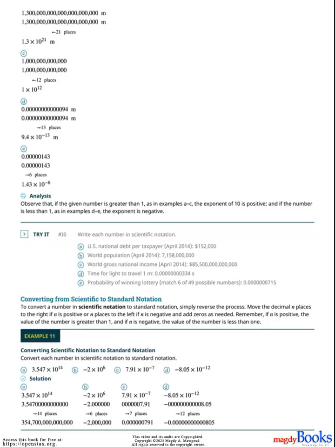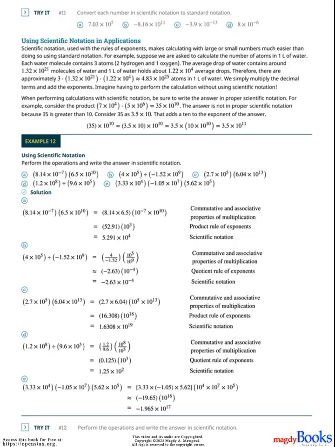C. 7.91 multiplied by 10 to the power of negative 7. 7.91. Move it 7 places right. 0.000000791. D. Negative 8.05 multiplied by 10 to the power of negative 12. Negative 0.00000000008.05. Move it 12 places right. Negative 0.0000000000805.